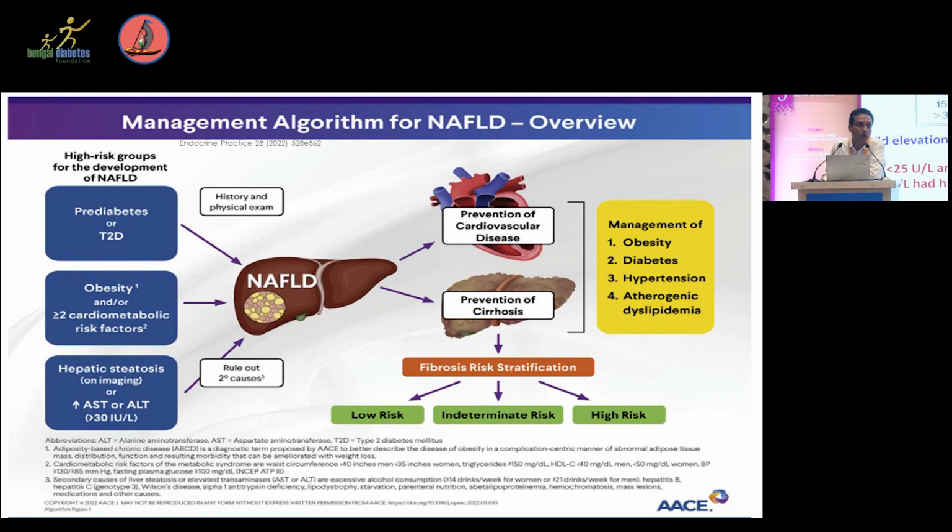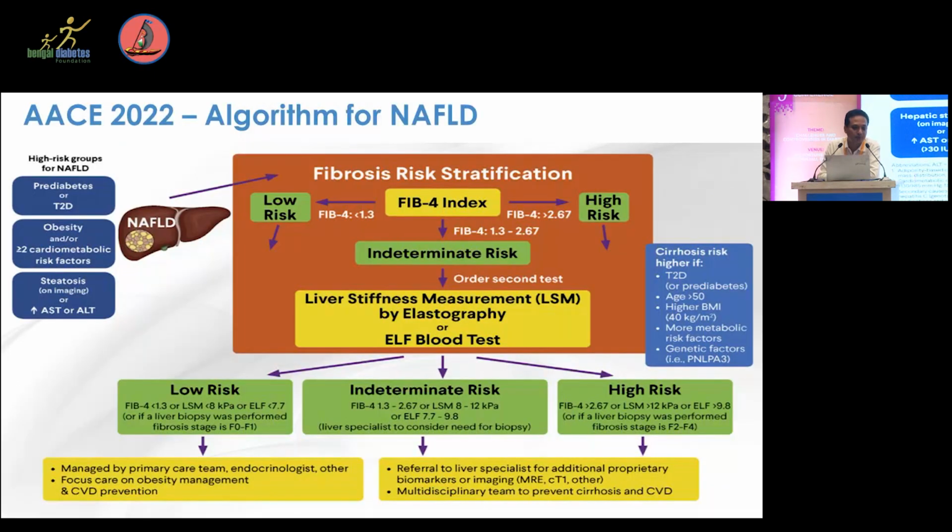So the liver enzyme cutoffs should be lower, that is what we had found and reported quite some time back as well. And if we look at the AACE guidelines, it is recommended to screen for MAFLD in all patients with diabetes or pre-diabetes, with obesity, or if their liver enzyme, especially the ALT, is more than 30.